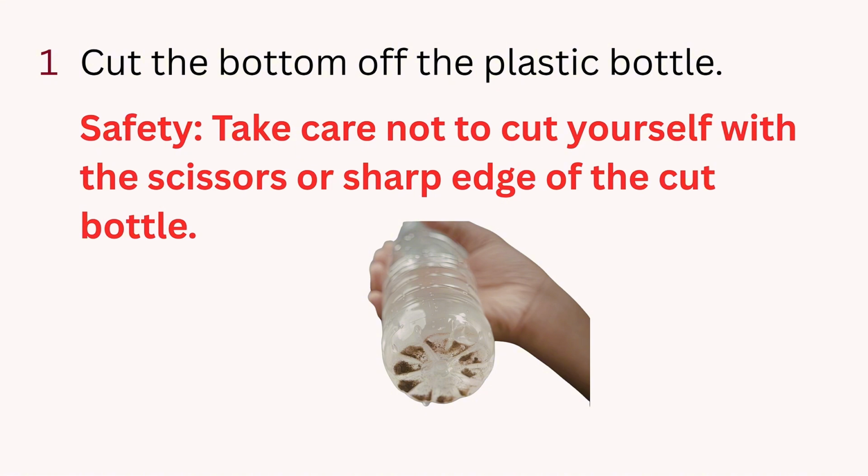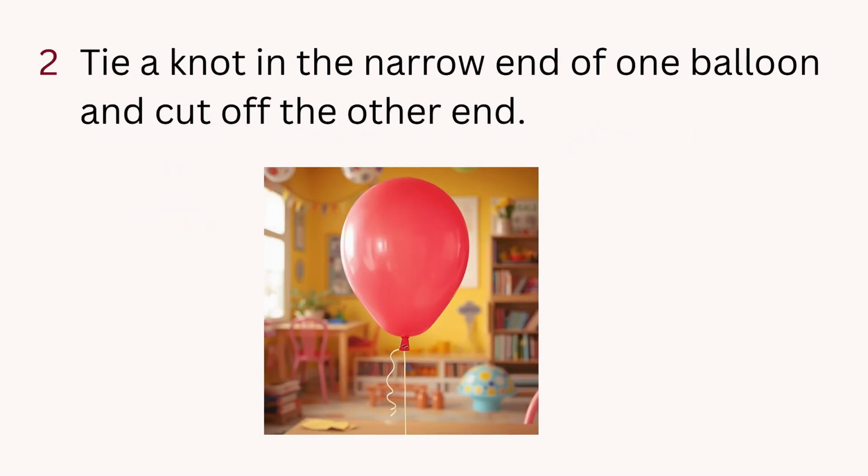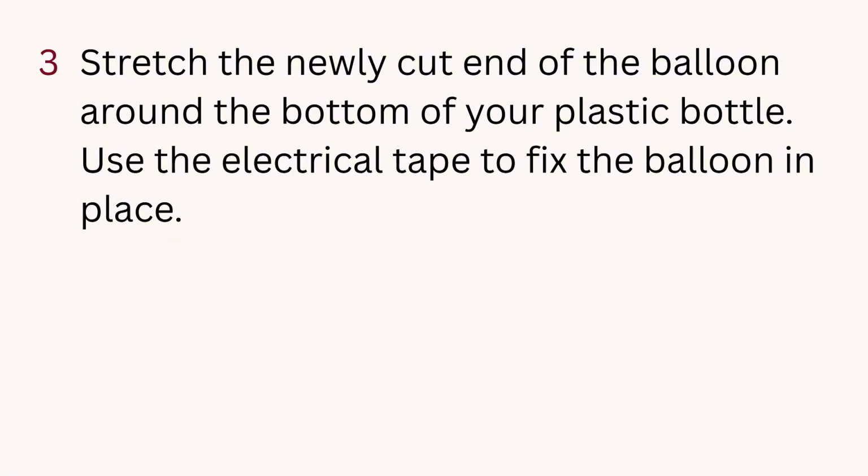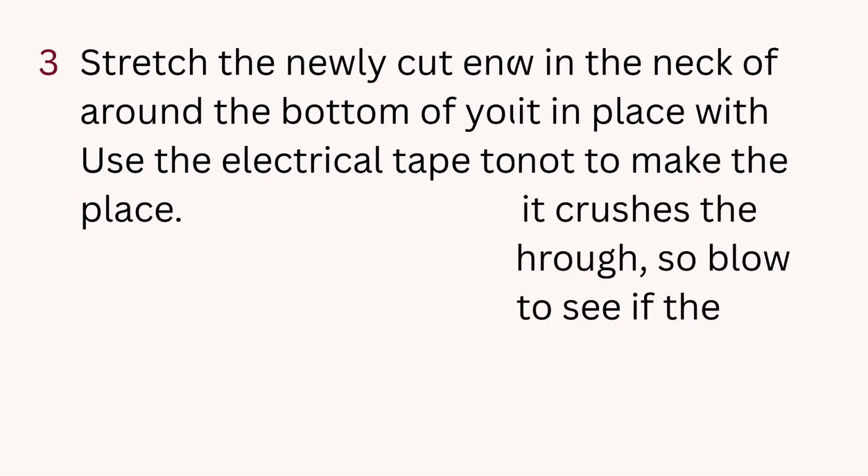Number 1. Cut the bottom of the plastic bottle. Safety: take care not to cut yourself with the scissors or the sharp edge of the cut bottle. Number 2. Tie a knot in the narrow end of one balloon and cut off the other end. Number 3. Stretch the newly cut end of the balloon around the bottom of your plastic bottle. Use the electrical tape to fix the balloon in place.